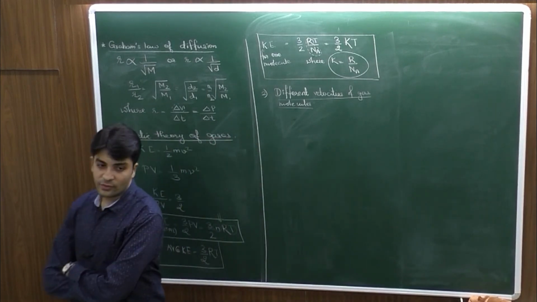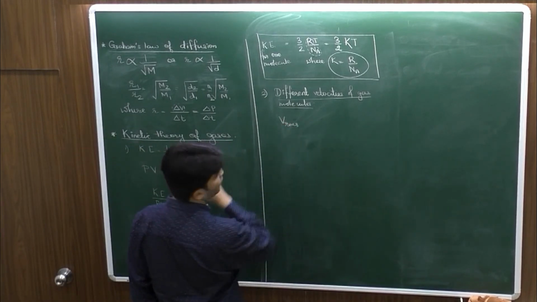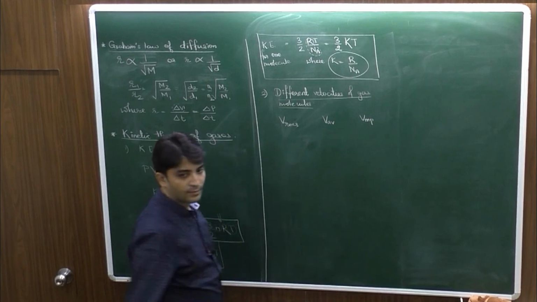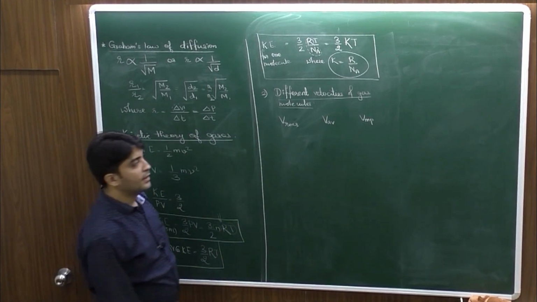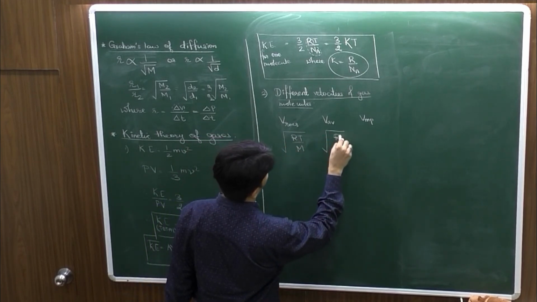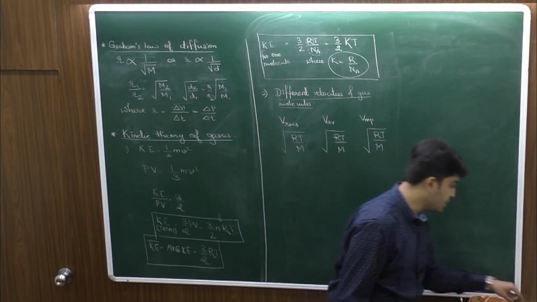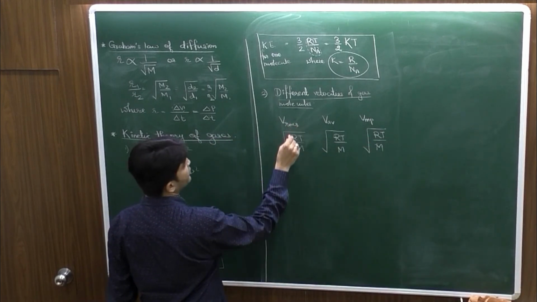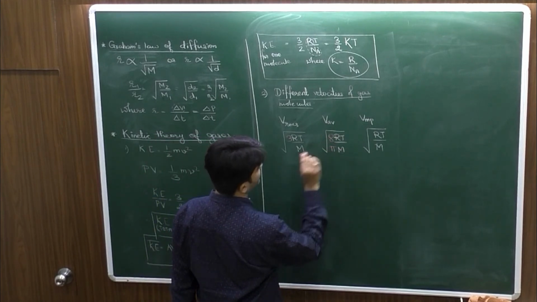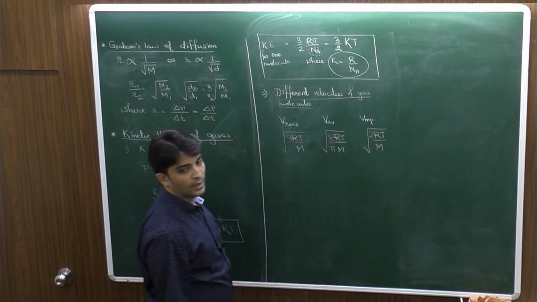Now we have different velocities of gas molecules through the kinetic theory. We have RMS velocity, root mean square velocity, average and most probable. Now they all have the formulas in terms of RT by capital M. So this part is constant. Now the difference here is in the factors. The root mean square velocity is root of 3 RT by M. Average is root of 8 RT upon pi M, meaning the factor is 8 by pi here. And most probable is root of 2 RT by M.